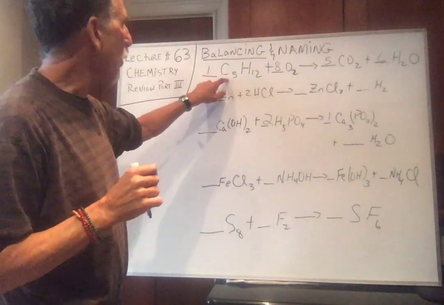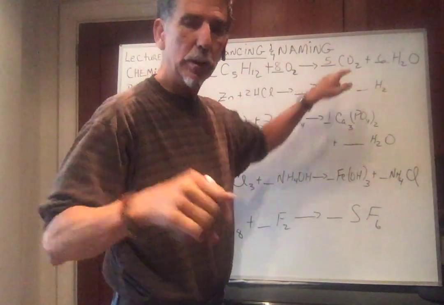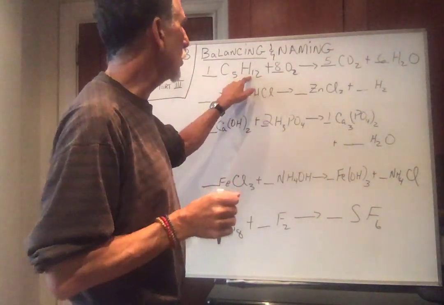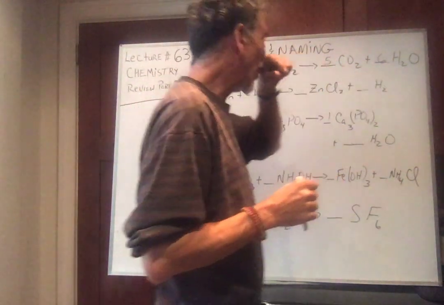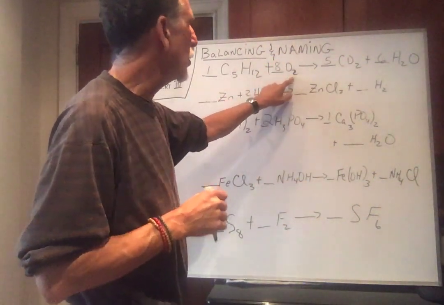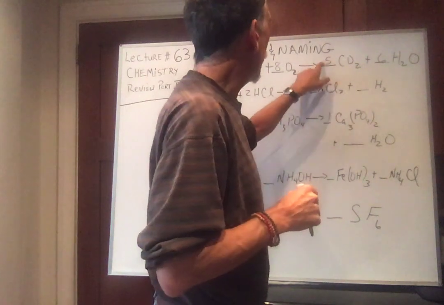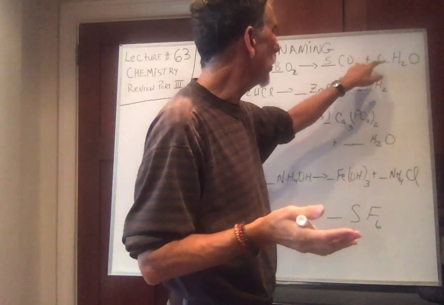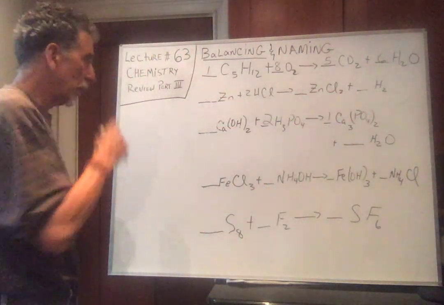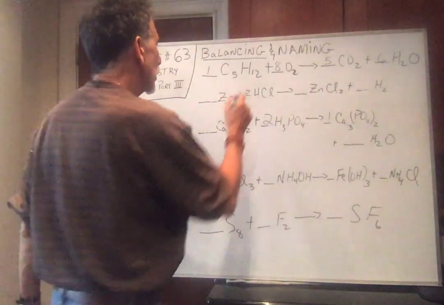All right, let's count. 5 carbons, 5 carbons. So far, so good. Go home. Just kidding. All right, 12 hydrogens. 6 times 2, 12 hydrogens. Fantastic. 8 times 2 is 16 oxygens. 5 times 2 is 10 oxygens. 6 times 1 is 6, 16 oxygens. We did it. We balanced that one. Okay? All right, let's look at the next one.